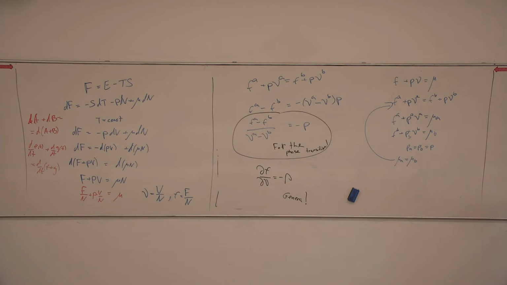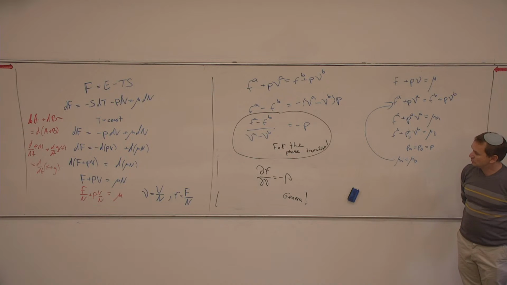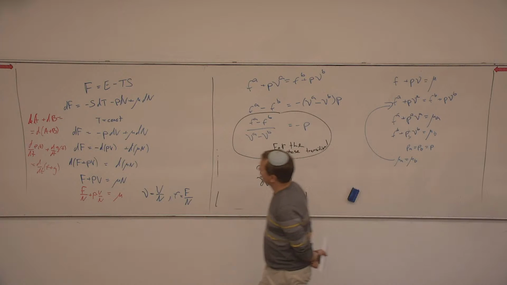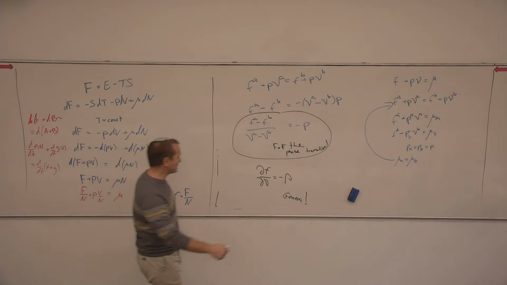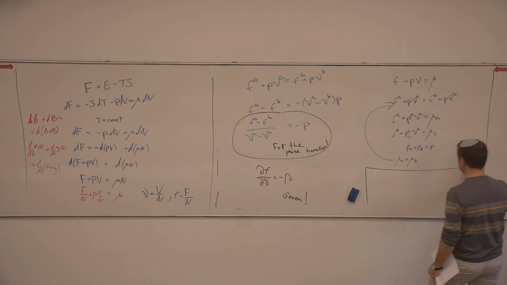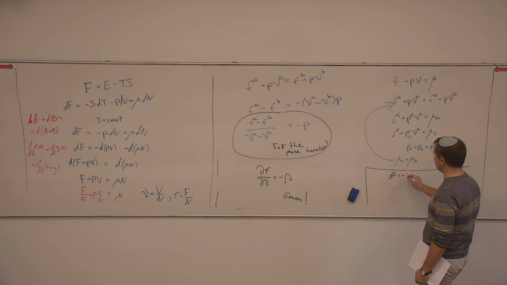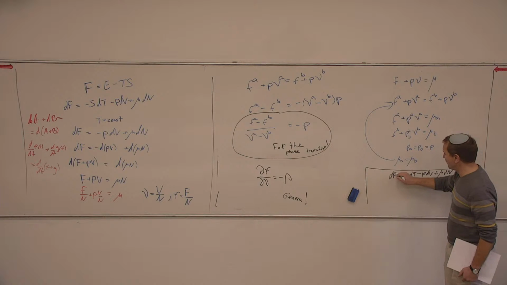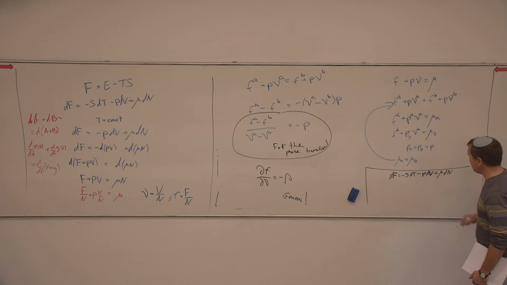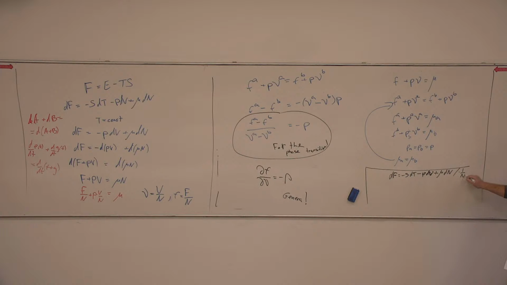Yes? Why is it general? We use mu and F after we enter into the differential, divide everything by N. Okay, so you're asking me the following thing. Let's add this explanation. We know that dF equals minus S dT minus P dV plus mu dN. Now this is a big F and this is a big V. Let's multiply everything by 1 over N, but it's still a differential. N is a constant.